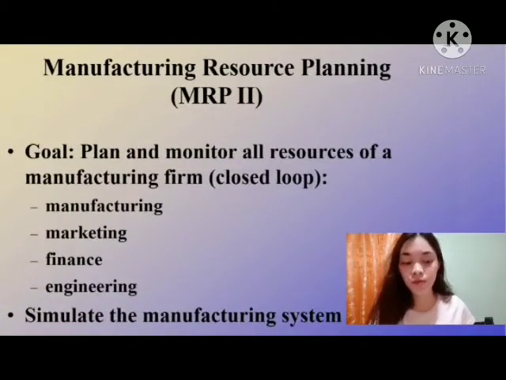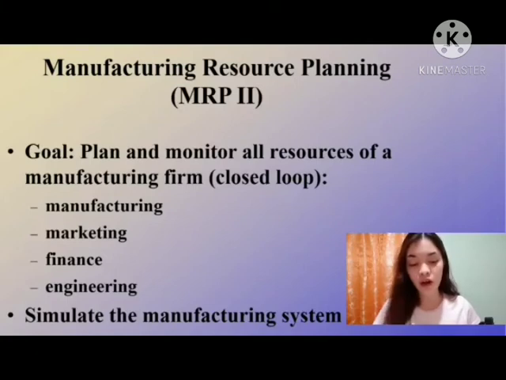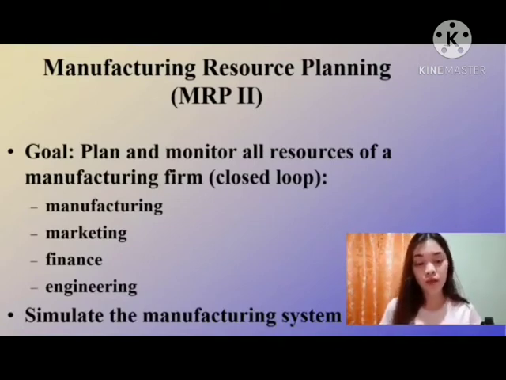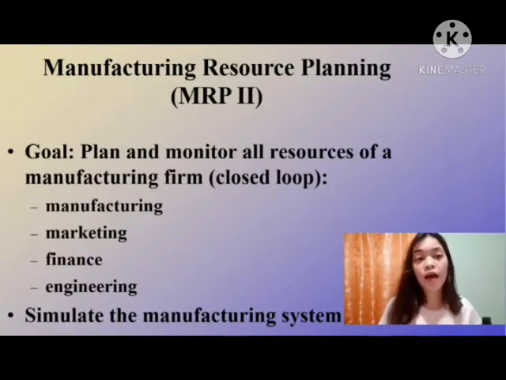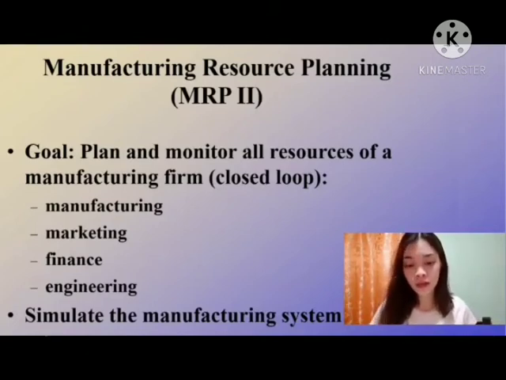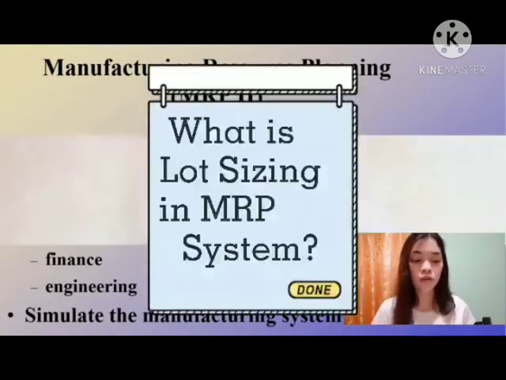MRP2 is an integrated information system used by businesses. Of course, MRP2 or Manufacturing Resource Planning 2 evolved from MRP system by including the integration of additional data such as employee and financial needs. As we can see in the PowerPoint above, the goals of MRP2 are to plan and monitor all resources of a manufacturing firm or closed loop, such as manufacturing, marketing, finance, and engineering. Also to simulate the manufacturing.